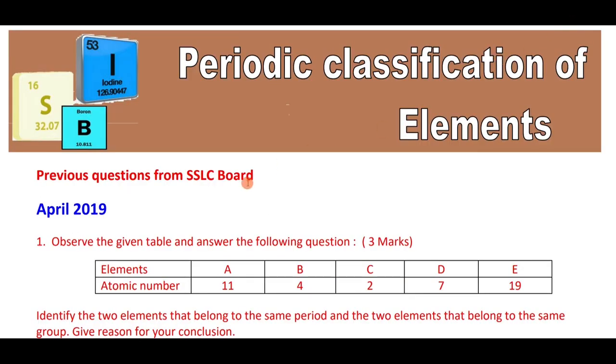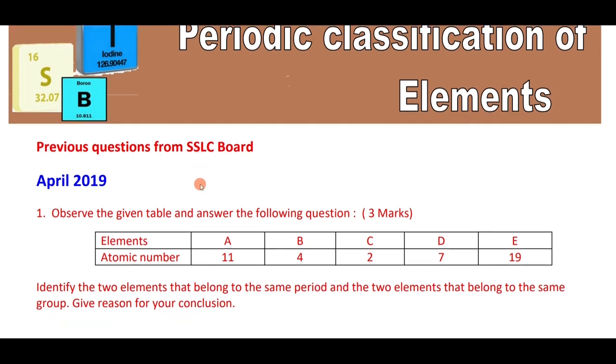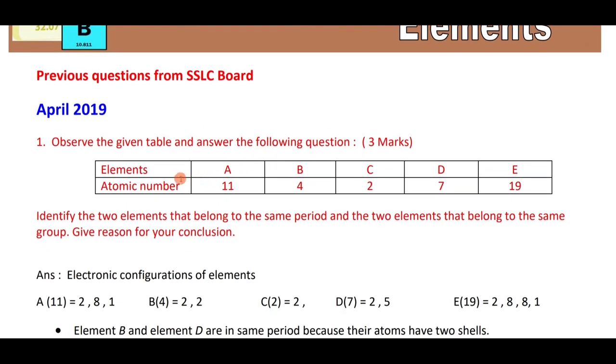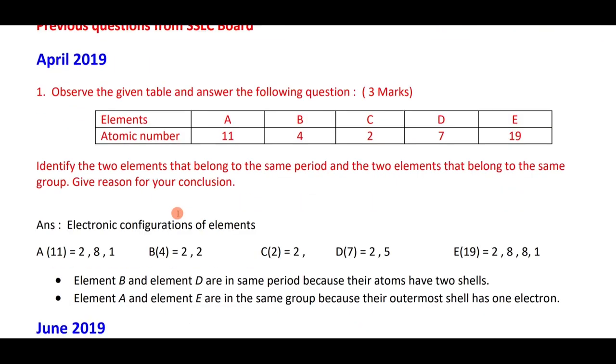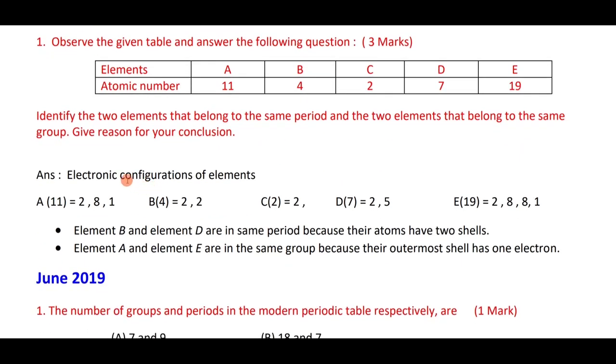Unit: periodic classification of elements. Conceptually, you have to understand the laws, the periodic table, the modern periodic table and the periodic trends. If you learn all this concept, definitely you can score good marks. Observe the given table and answer the following question. Elements A has atomic number 11, B has 4, C has 2, D has 7 and E has 19. Identify the two elements that belong to the same period, and two elements that belong to the same group. You should try to learn the electronic configuration of the elements.